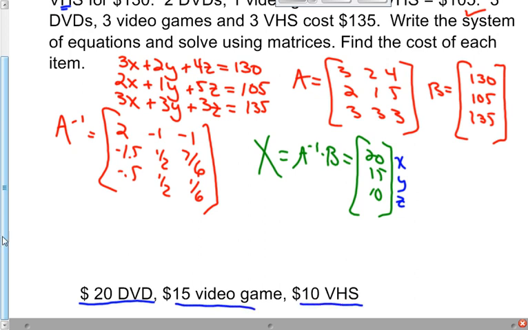All right, so there's your instruction on how to solve a system by hand, 2 by 2, and how you can solve a system using the inverse matrix method with your calculator. Okay, and that's the end of section 3.8.